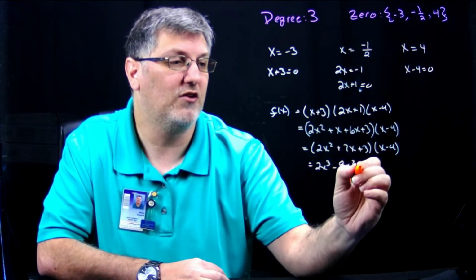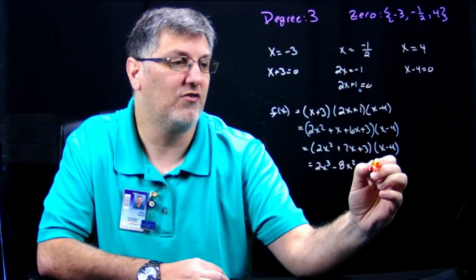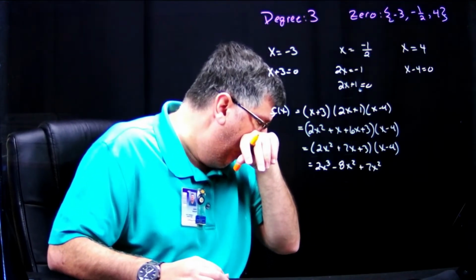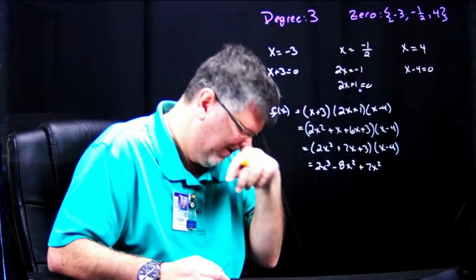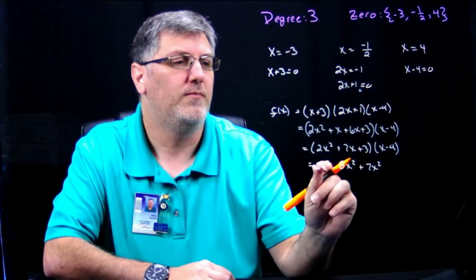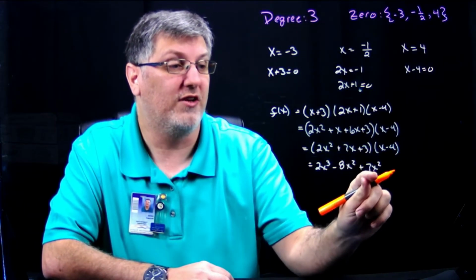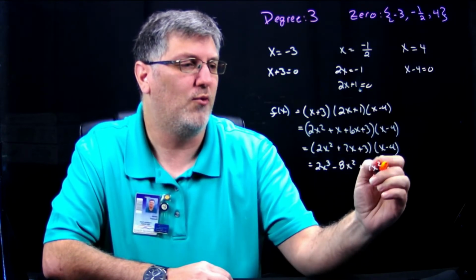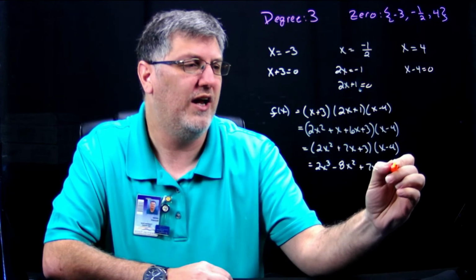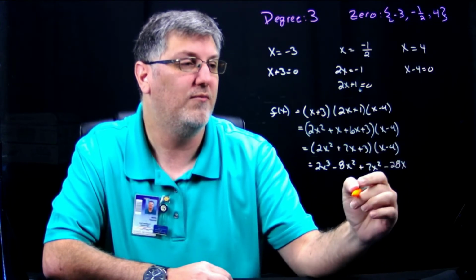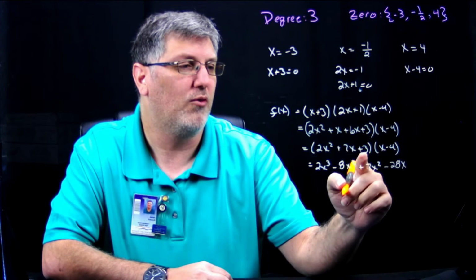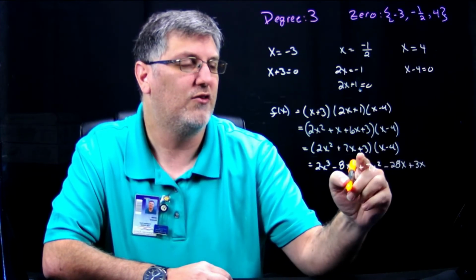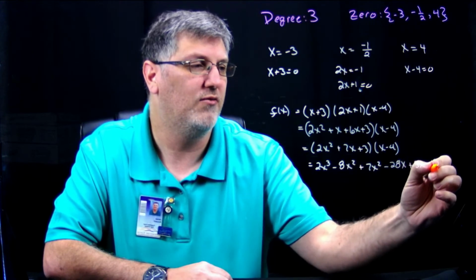7x times x gives me 7x squared. And then 7x times -4 gives me -28x. So we're good there. Now we're going to move on to 3. 3 times x gives me a plus 3x, and 3 times -4 gives me -12.